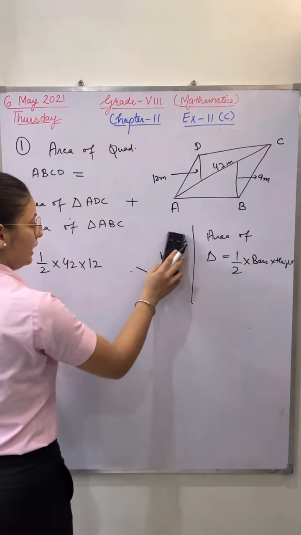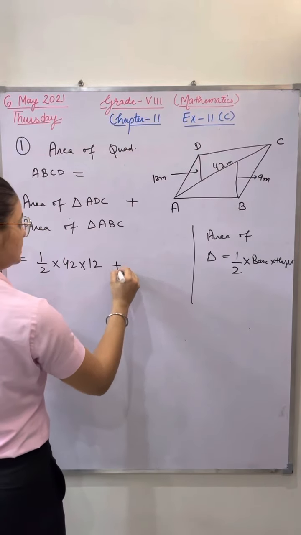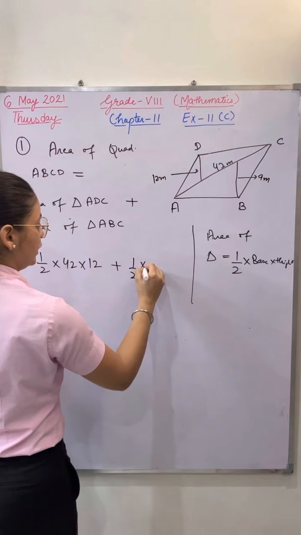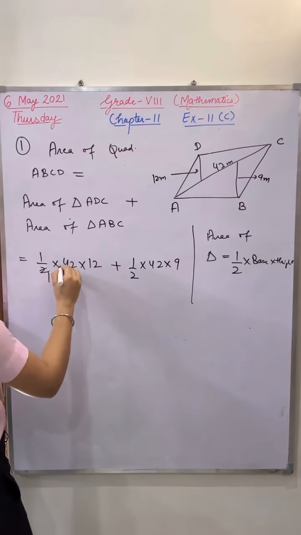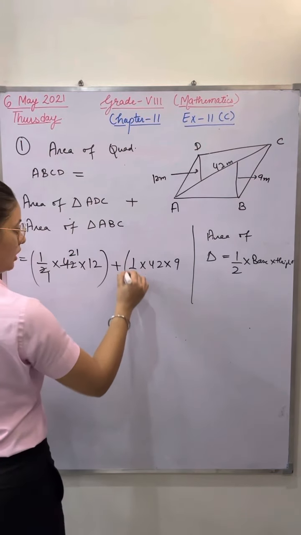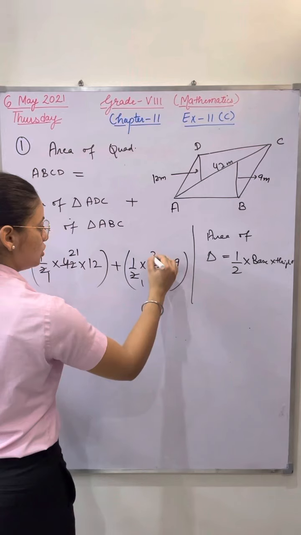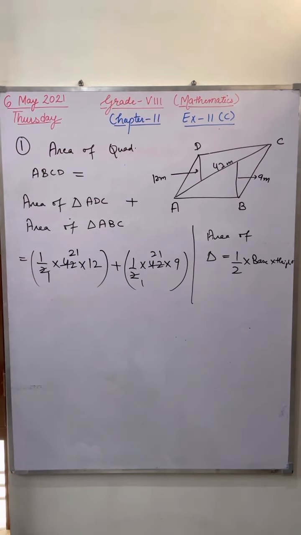Okay. So in this way, you can take these two triangles. So this is your first triangle. Second is half into base, which is 42, and height is 9. Now cancel it. 2 ones are 2, 2 twos are 2 ones are. Okay. Solve this and solve this separately. 21 into 12. Quickly tell me. 21 into 12. Quickly.